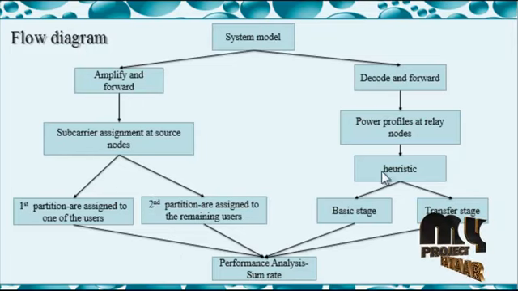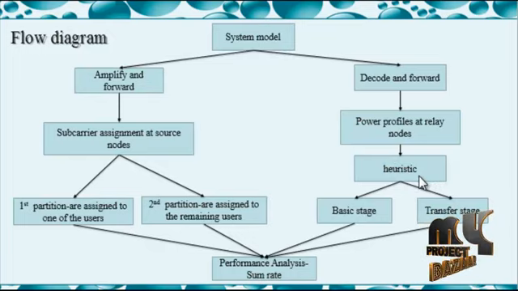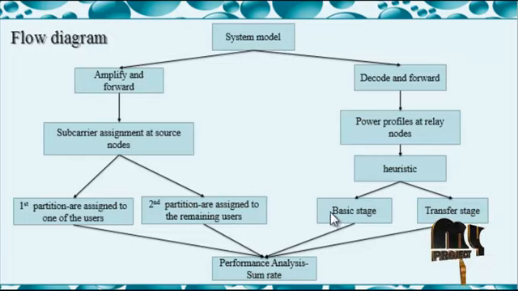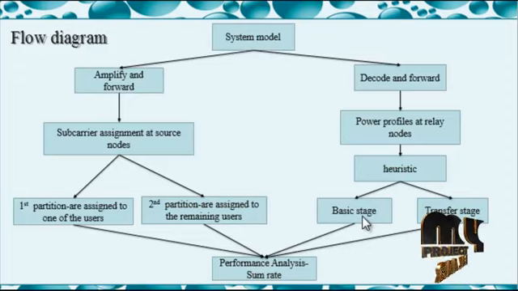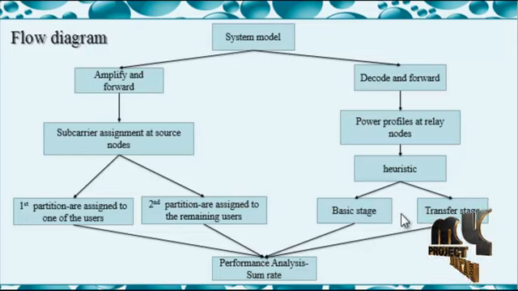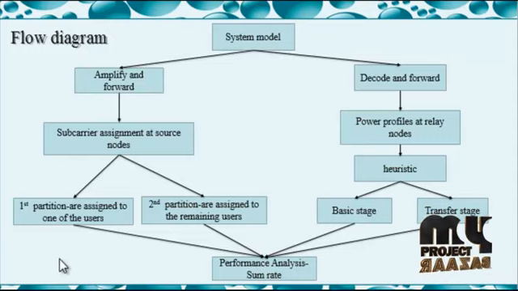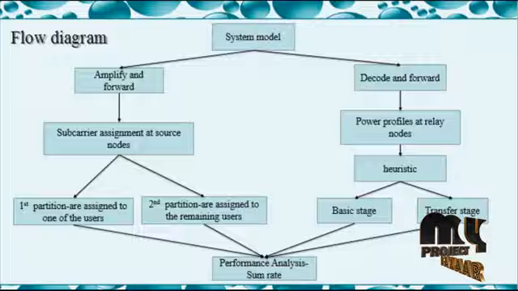The heuristic algorithm is proposed to reduce the computational complexity. It is subdivided into a two-stage algorithm. One is a basic stage and another one is a transfer stage. In the basic stage, each user is assigned a subset of the subcarriers based on the ordering function. In the transfer stage, the subcarriers can be transferred between the users to maximize the weighted sum rate, and finally the sum rate is calculated for the performance analysis. This is the flow diagram of the product.